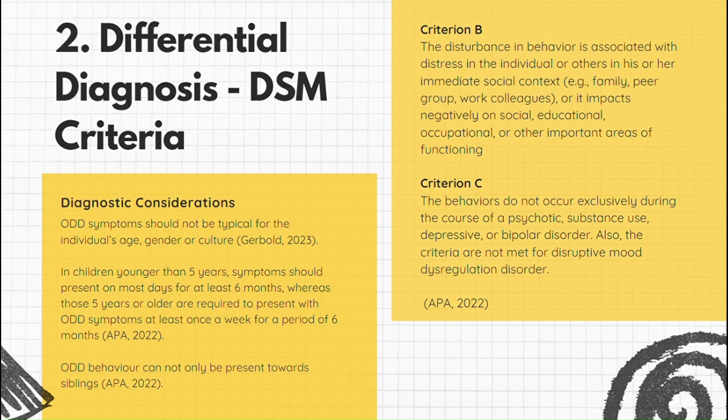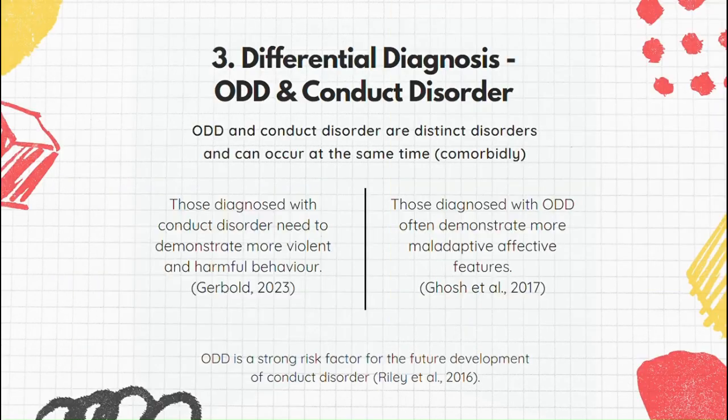This is going to mean that the individual is going to experience some form of distress or impairment in either a social, educational, or even occupational setting. And it has to be acknowledged that this impairment is not due to the conditions of another disorder, which we'll look at in the differential diagnosis.